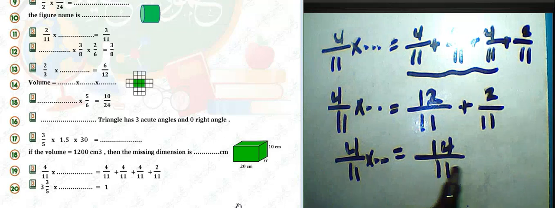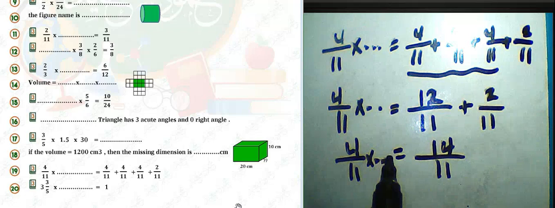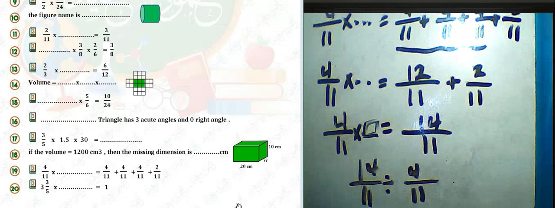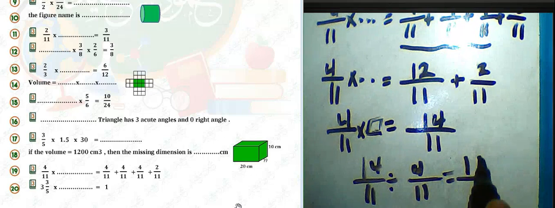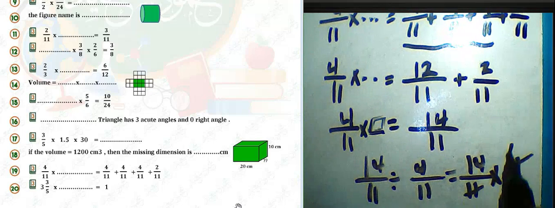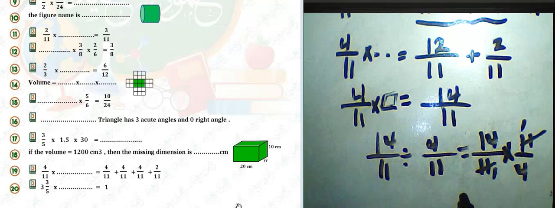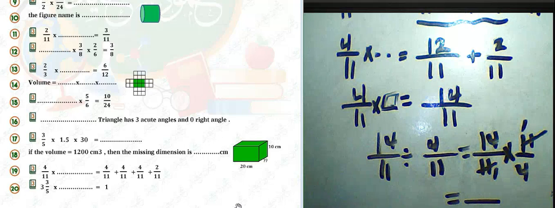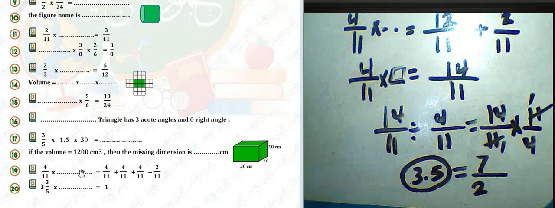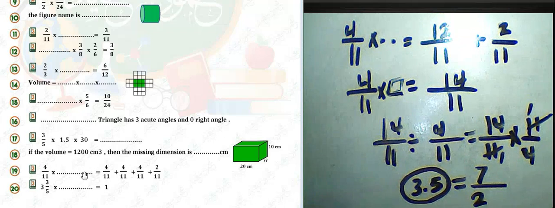We can multiply by 11 to cancel this denominator, or if you want to find the result here, you must divide 14 over 11 by 4 over 11. Convert from division to multiplication and then write the inverse here. Write 14 over 11 multiplied by 11 over 4. 11 divided by 11 equals 1, and 14 divided by 4, we can simplify the result by dividing numerator and denominator by 2. 14 divided by 2 equals 7, and 4 divided by 2 equals 2. The result will be 7 over 2. It will be 3.5. We can write here in this space 7 over 2 or 3.5.